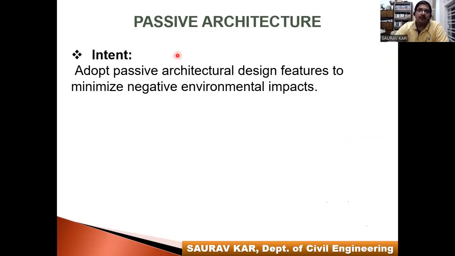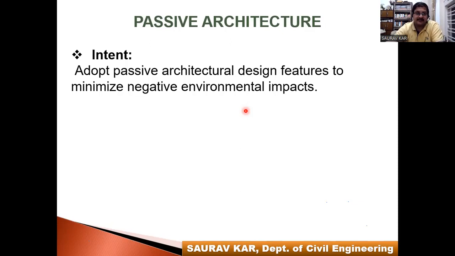Now we are entering into our concepts of various components where points can be gained. First is passive architecture. What is passive architecture? It is a new thing. Adopt passive architectural design features to minimize negative environmental impacts. Passive, obviously, is not active. What is passive? Passive means an indirect way how we can implement the interior architecture in a particular building or a particular floor. Indirectly, how can I adopt a new technology so that I can utilize my resources, renewable resources?